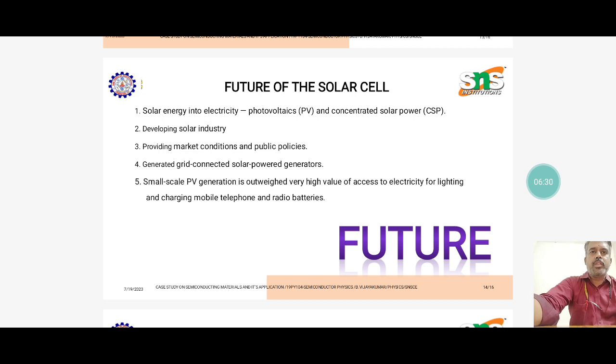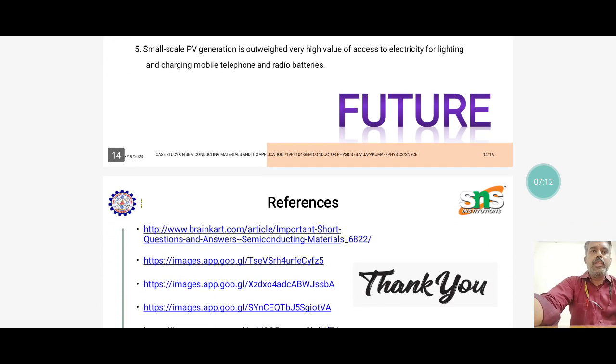Then the future of the solar cell. We know that solar energy is needed to create electricity through photovoltaics. Then developing solar industries and providing market conditions and public policies, then grid-connected solar power generation. Small-scale PV generation is outweighed by the very high value of access to electricity for lighting and charging mobile telephone and radio batteries. This is all the future of this case study under the DT concept.